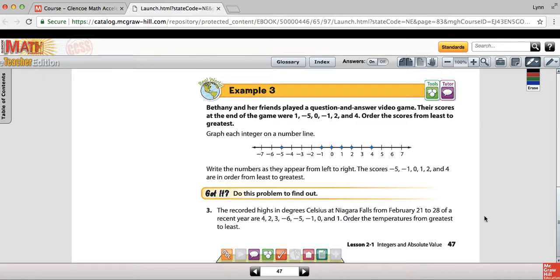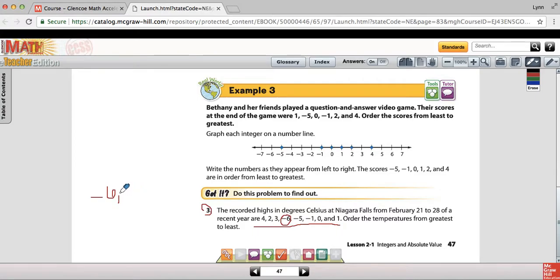For example 3, we have a story problem here, and it wants us to order their scores from least to greatest. You can read through that. And for the Got It on example 3, it gives us some temperatures at Niagara Falls, and here they are. We're going to arrange those from least to greatest. And I see that the smallest number is negative 6, so you will write this down on your note sheet for the answer to example 3.